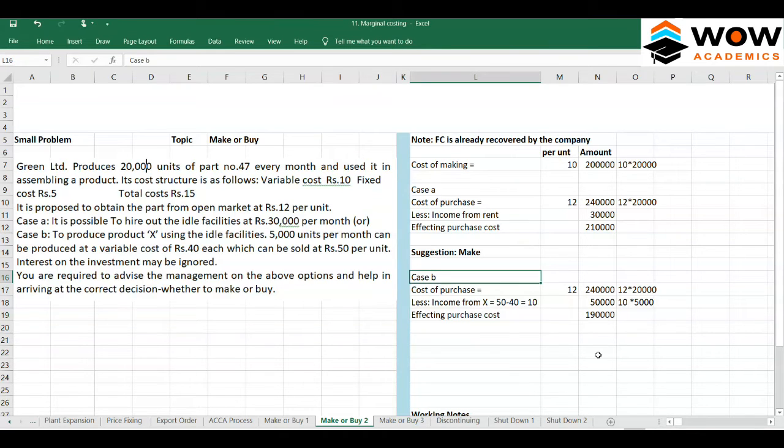So what is our suggestion? If we produce, it is 2 lakhs. If we buy, our effective purchase cost is only 1,90,000. So that's what you have to do. So that's about this problem. Okay, we'll move on to the next one.